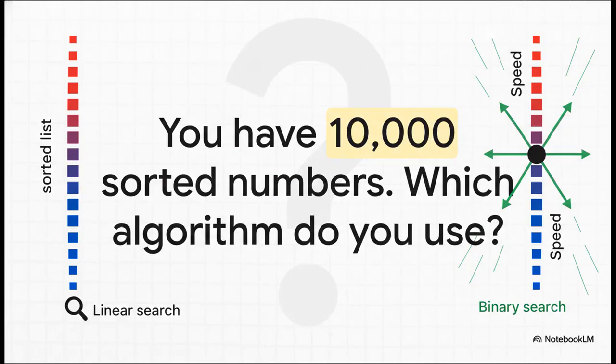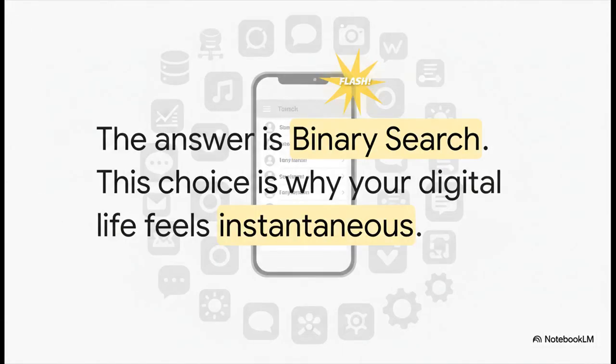So I'll just leave you with a quick question. You've seen the numbers, you've seen the graphs, you've got a huge sorted list, and you absolutely need speed. Which one are you going to choose? It's kind of a no-brainer, isn't it? Of course, it's binary search.